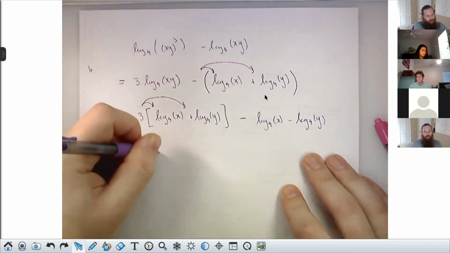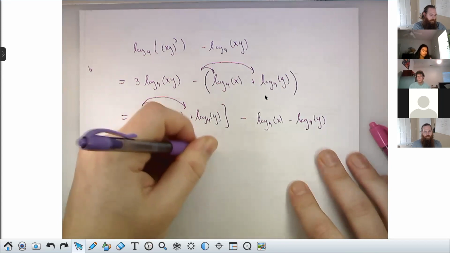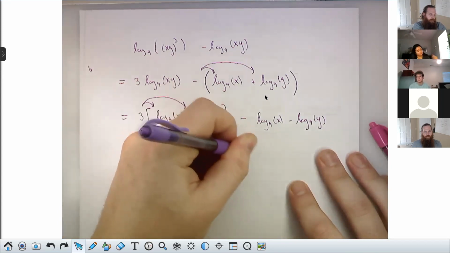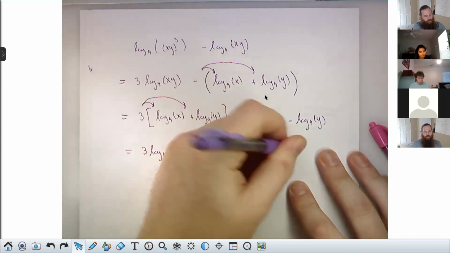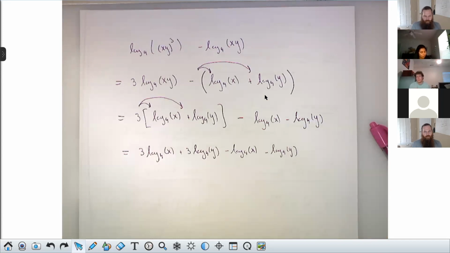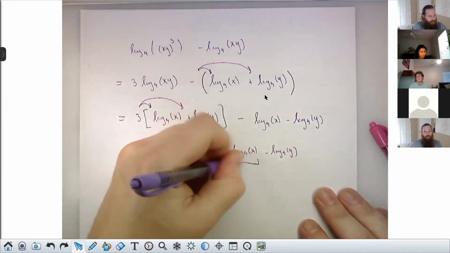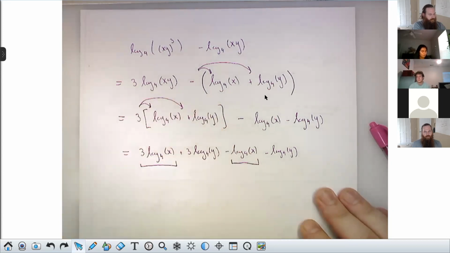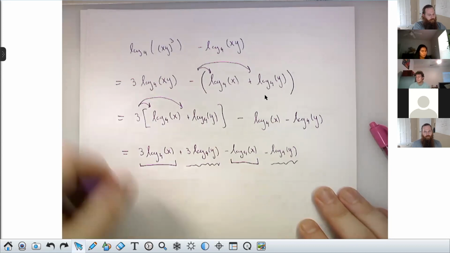So this would be 3 times the base 4 log of x plus 3 times the base 4 log of y, minus the base 4 log of x minus the base 4 log of y. And now do you see anything that could be combined? Do you see any pieces that can play together or interact with one another? Yes. The final answer would have been like 2 log 4 of x plus 2 log 4 of y. Excellent. Yeah, these guys can play together because they're both log 4 of x, and these guys can play together because they're also like terms, both log 4 of y.